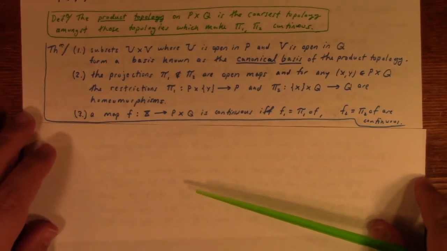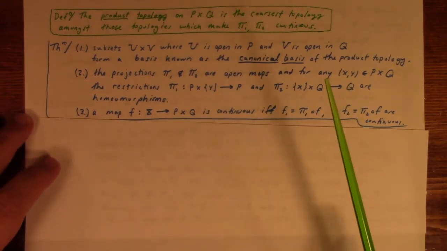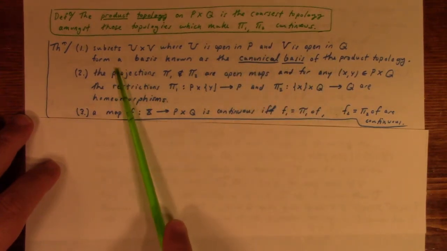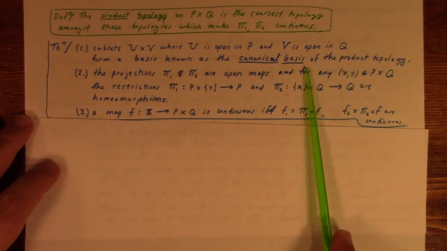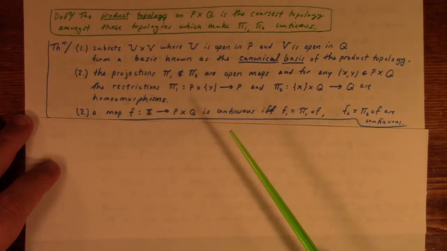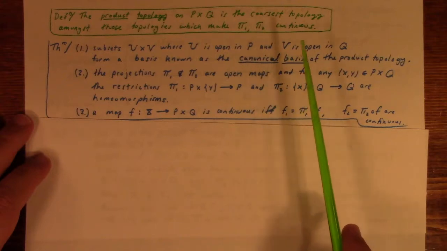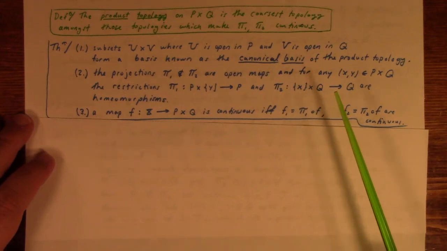But this theorem here actually contains, I believe, an alternate definition, essentially. Here it is. Subsets U cross V, where U is open in P and V is open in Q, form a basis known as the canonical basis of the product topology. So looking at this from a different perspective, you could define the product topology to be the topology generated by these canonical basis sets, right? And so you could then dispense with this coarsest topology which maintains the continuity of the projection maps definition if you wanted to. But anyway, I'm trying to be a good sport and play along here.